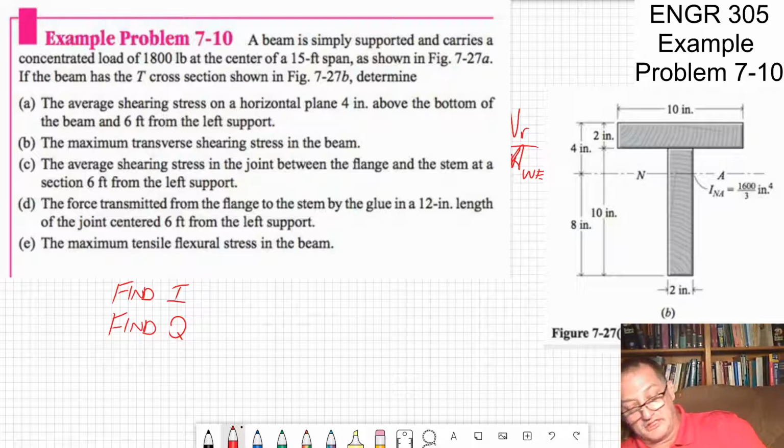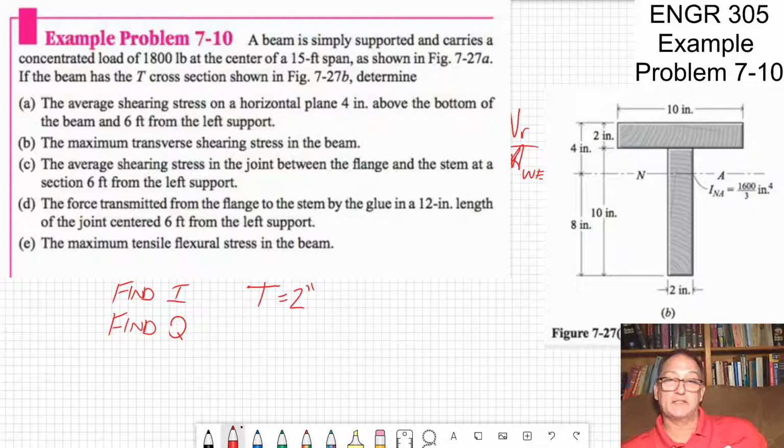Well, I know what the thickness is. It's a 2-inch wide beam, so I'll just write that down. The thickness is equal to 2 inches. All right, let's start pounding through this. So the first thing I wanted to attack was I. And why would you say that? Why would I do that?